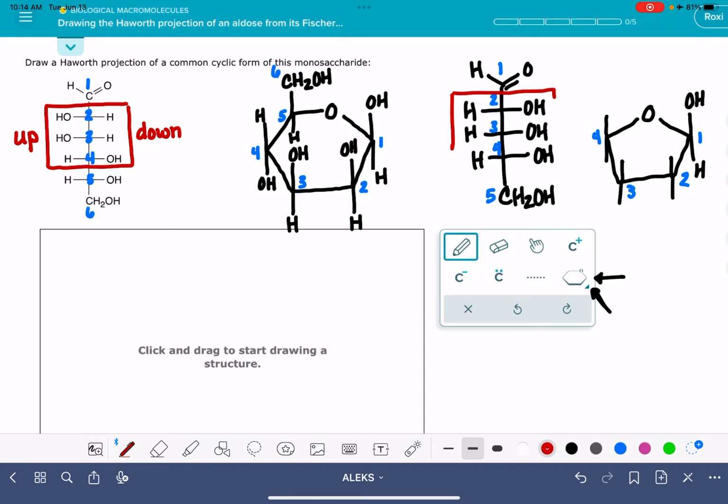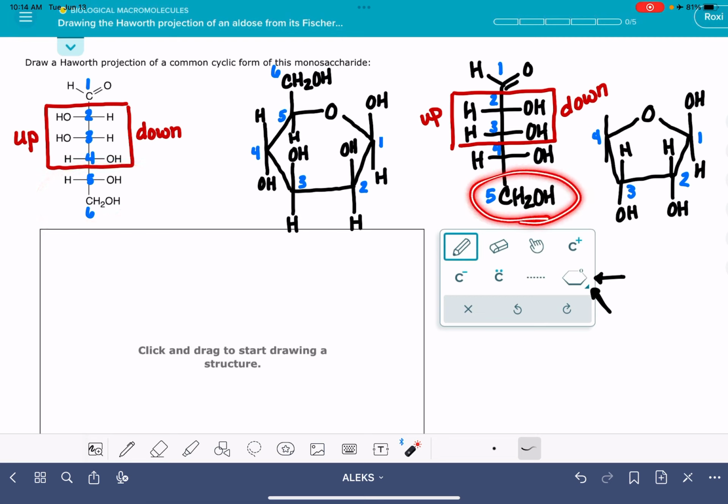For carbons 2 and 3, the location of the OH groups will be based on the location of the OH groups in the straight chain version. So if the OH group is on the right-hand side of the straight chain version, then it's going to be pointing down in the cyclic version, like that. And then, just like with the last one, for the last 2 carbons, we're going to draw in the position of the CH2OH based on whether it's a D or an L version of the monosaccharide.